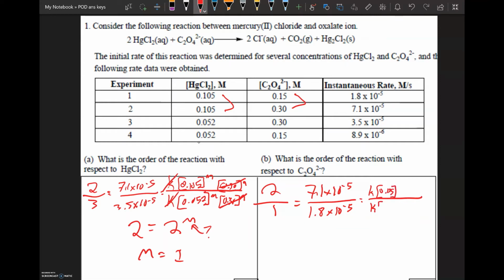0.105. We know what m is, but it doesn't matter here because this is going to cancel, this is going to cancel, and you end up with 0.3 to the n divided by 0.15 to the n. So again, we're going to divide out 7.1 divided by 1.8, and that gives me 3.9. So that's roughly 4. That's going to be 2 to the n power. So 2 to the second power gives me 4. So 2 squared is 4. So n equals 2.